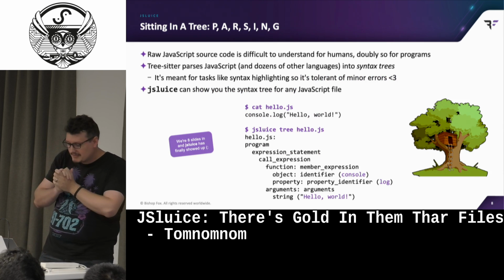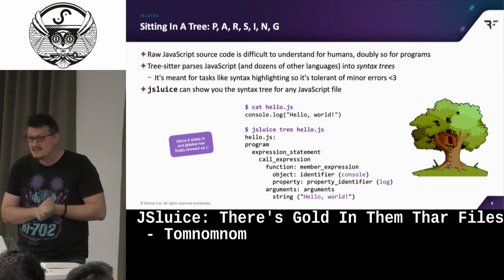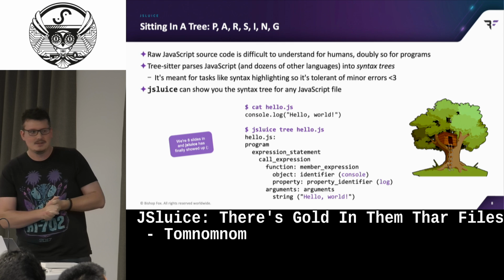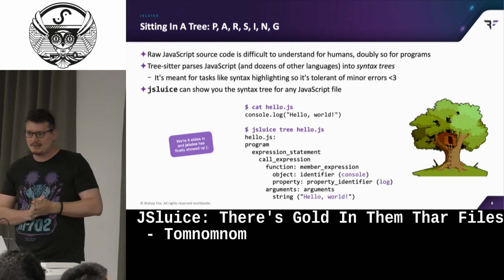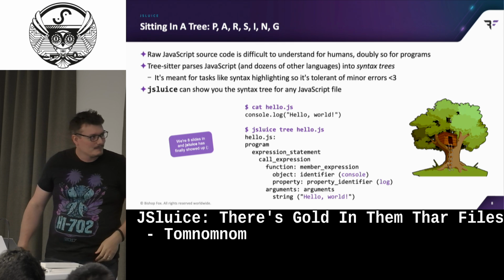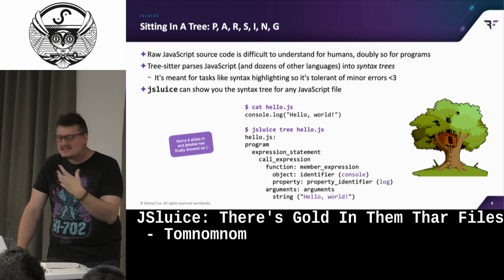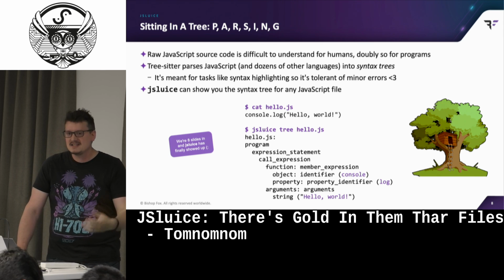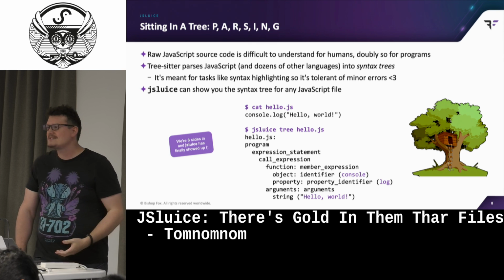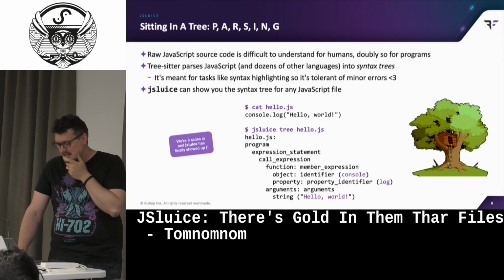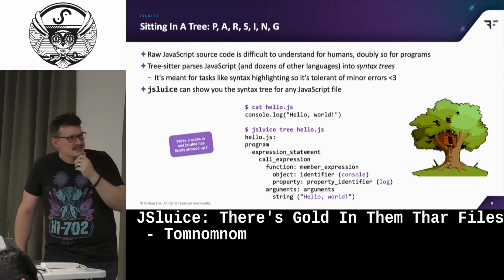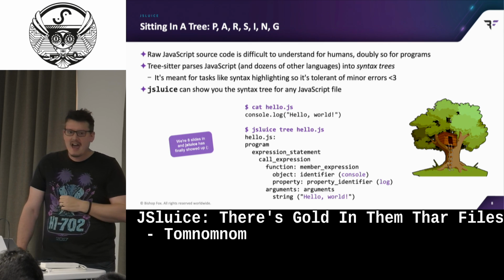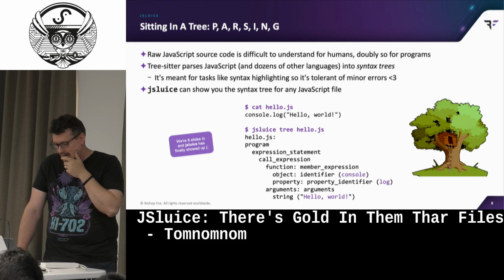So, raw JavaScript code, it's kind of difficult to understand for humans, if we're honest. It's one of those languages where there's 12 different ways to do everything. And that means you will encounter all 12 ways every time. So TreeSitter parses JavaScript and dozens of other languages and produces this thing called a syntax tree. You might hear it called an abstract syntax tree or an AST. And TreeSitter itself is meant for tasks like syntax highlighting, and that means it's actually tolerant of minor errors, which makes it a really good pick for this kind of thing.